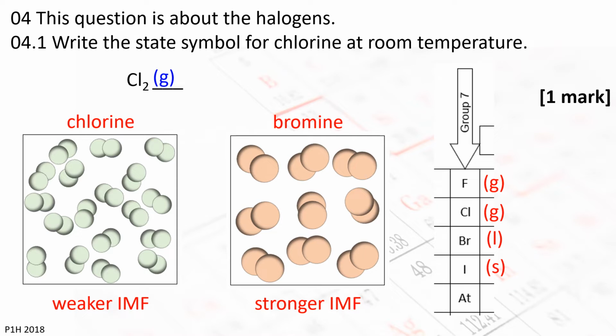Let's address the question. You just have to know the state symbols for the halogens at room temperature. Chlorine is a gas. I've given the state symbols for the first 4 halogens on the right hand side there next to their chemical symbols.